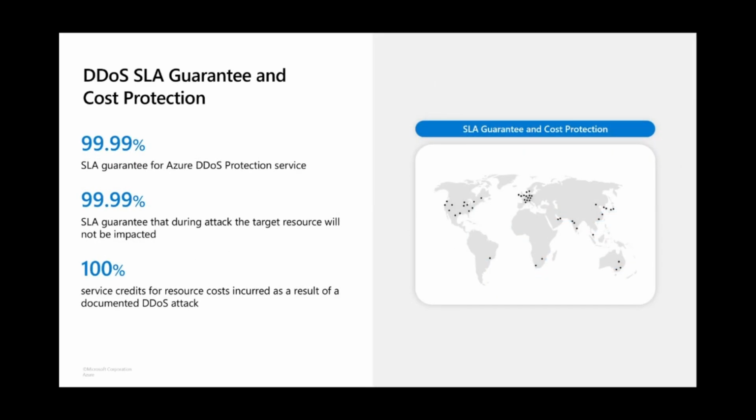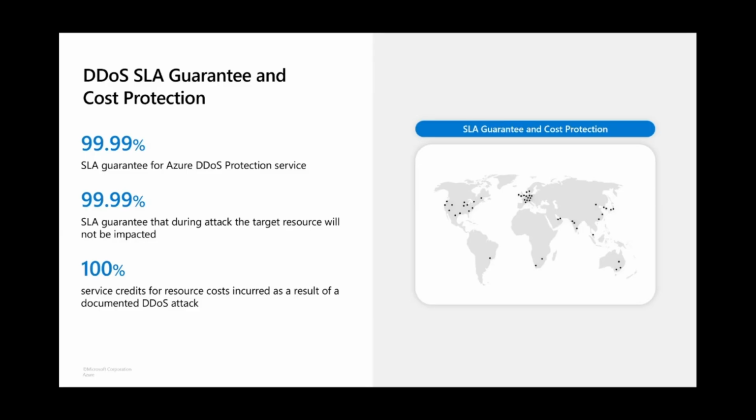Then we have the SLA guarantee and cost protection that I mentioned. So there's the 99.99% SLA guarantee for the DDoS protection service. We have also the same percentage for during the attack that the resource or the target resource will not be impacted. And then we have also the cost protection, right, which is 100% service credits for the resource cost.